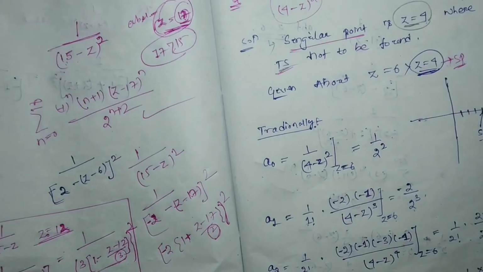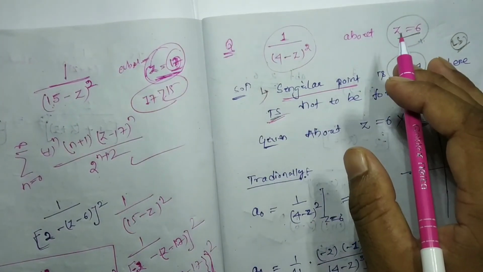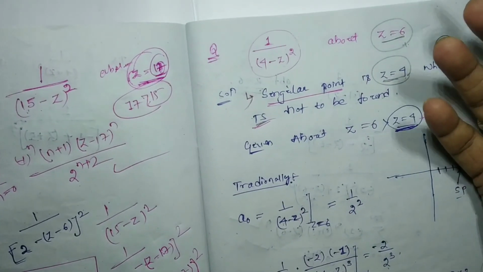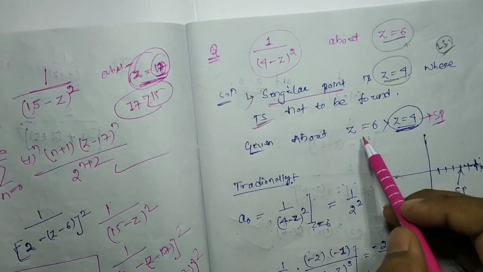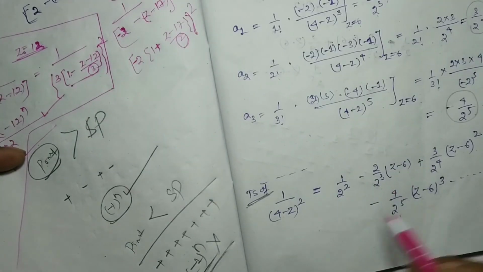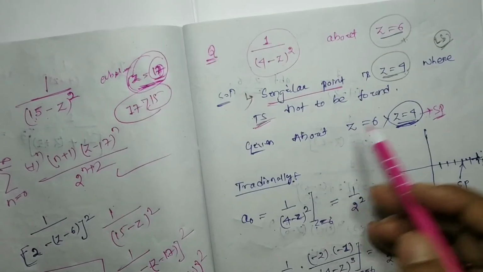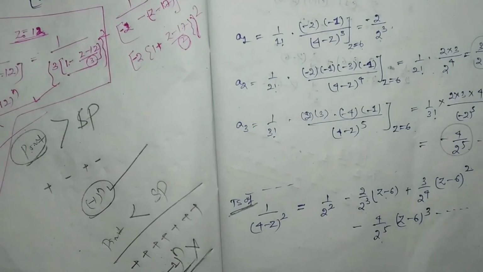So I suggest to all of you, again I am going to tell you the 3 points. About a singular point the Taylor series could not be found; that requires the Laurent series, which we are going to discuss in the next class. If we have to find the Taylor series about any point which is greater than the singular point, we are going to get plus or minus terms, and if we find the Taylor series about a point less than the singular point, we are going to get all the terms in the positive way.